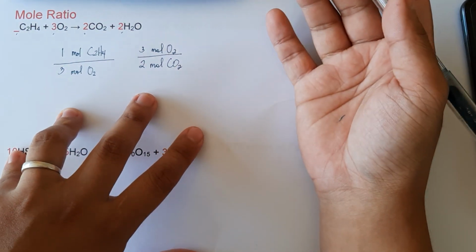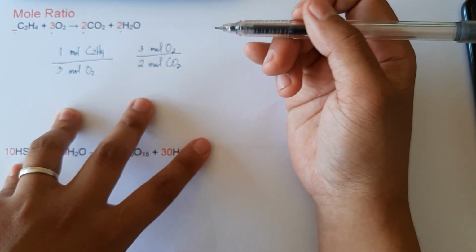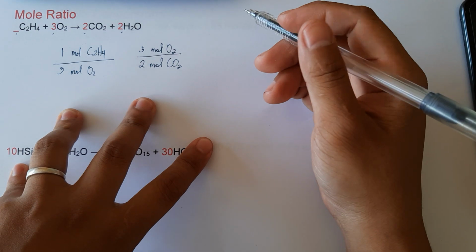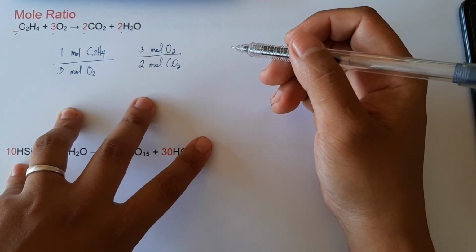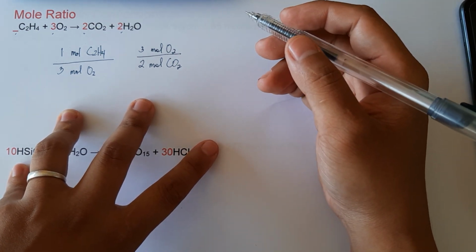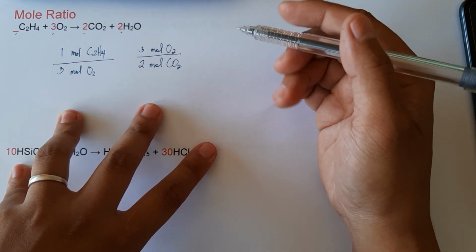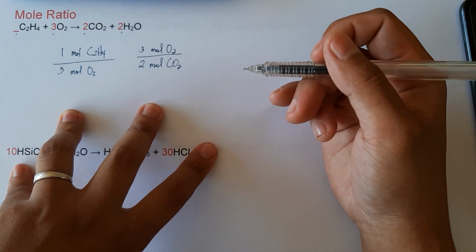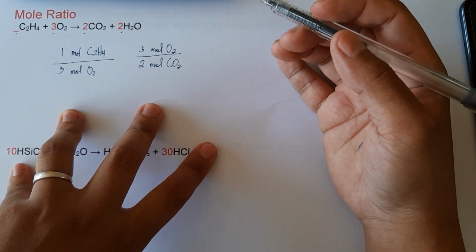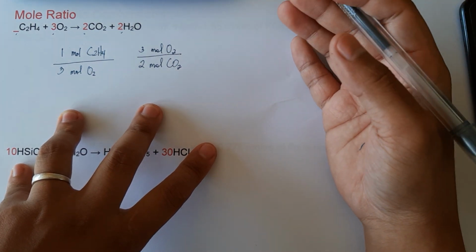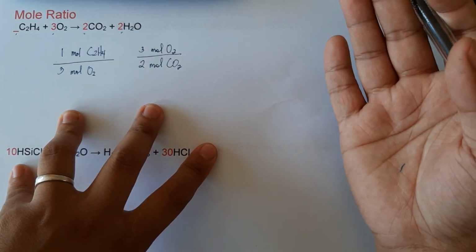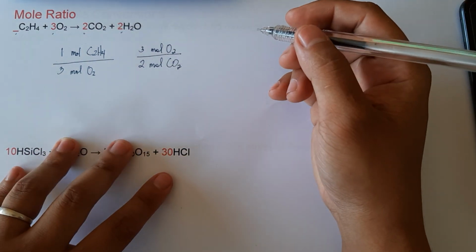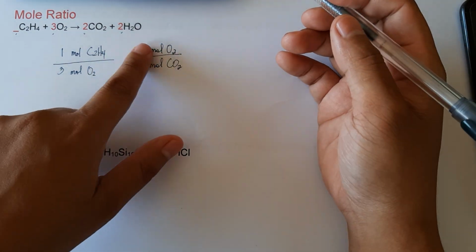So why do we need to have this mole ratio? It is because these will be used as the conversion factors in solving the different stoichiometric problems. There are several problems here that will require you to use mole ratio. Some will require you to use the molar mass, and there's also one which requires you to use both. So we need to understand this first. So what are the mole ratios that we can have in this balanced chemical equation?